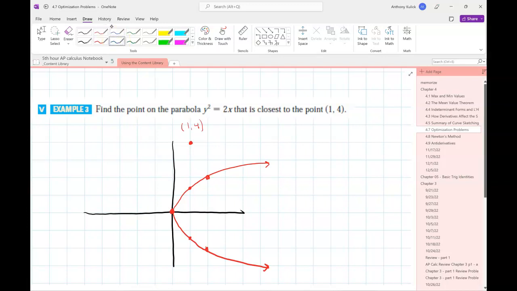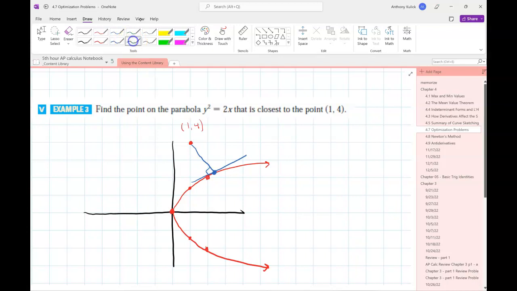Okay. So what we're going to be looking for is some point on this parabola such that the line to that point from 1, 4 is perpendicular to the tangent line. That's what we're looking at.